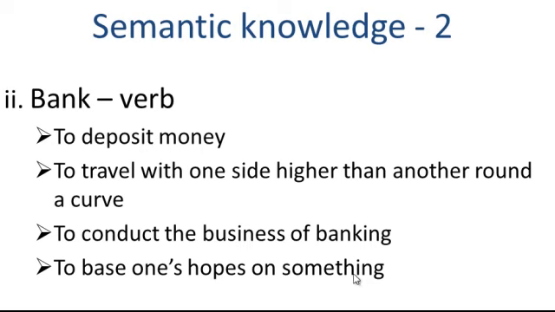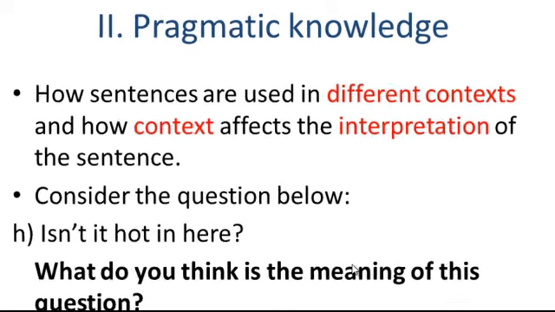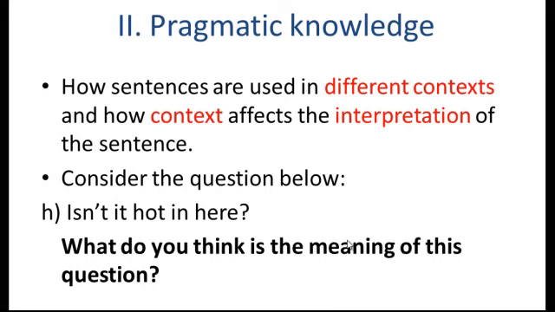Okay, so bank as a word may be used in different ways. It may be used as a noun, and it may also be used as a verb. And we've also seen that when it is used as a noun, it has several meanings, different meanings from the ones that we can see when the word itself is being used as a verb. Okay? So we've seen what semantic knowledge is all about through the illustrations of how the word bank may be used in different ways. Now we're coming to pragmatic knowledge.